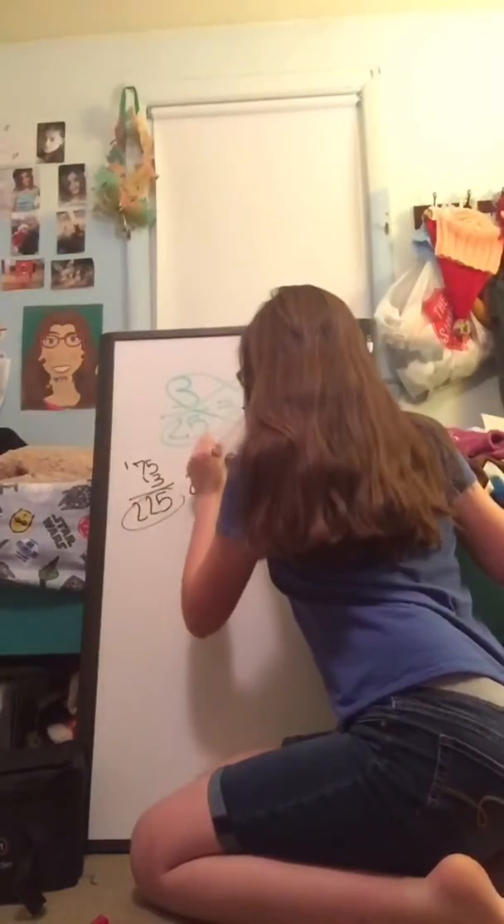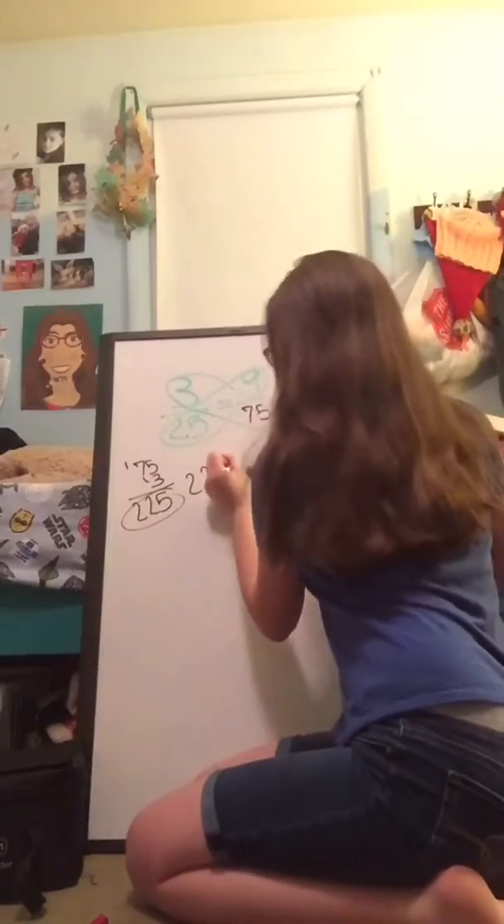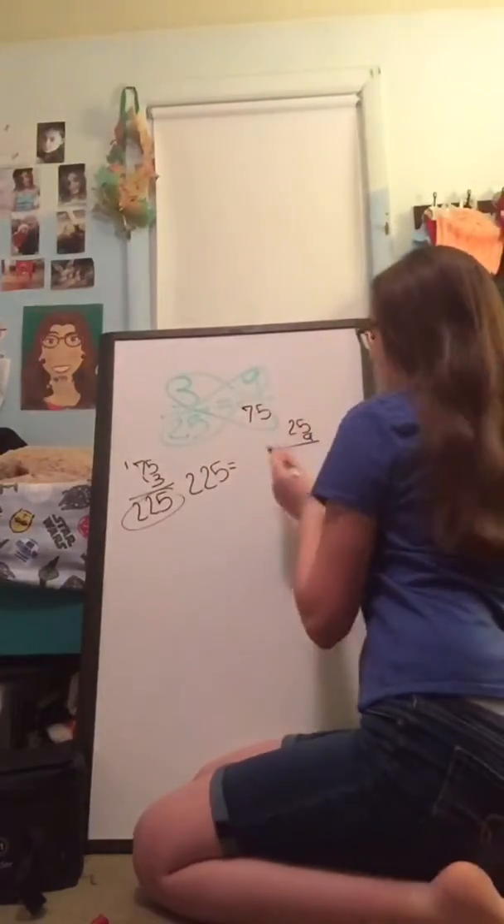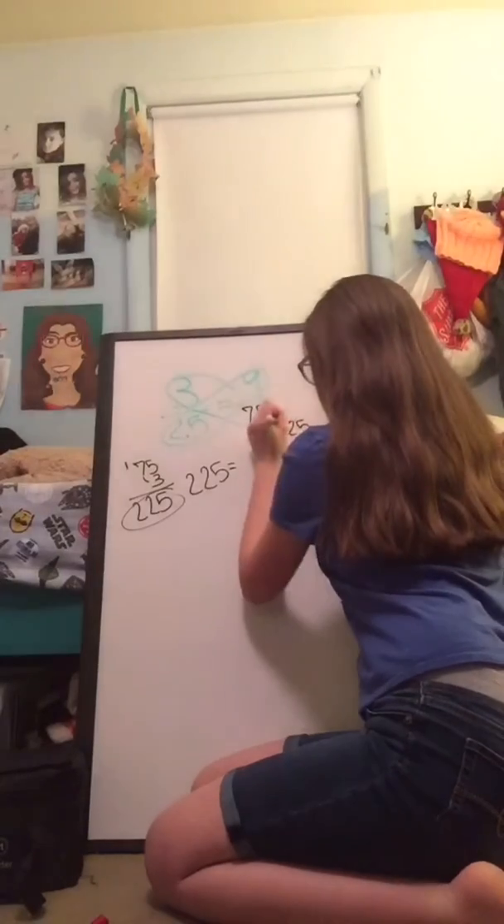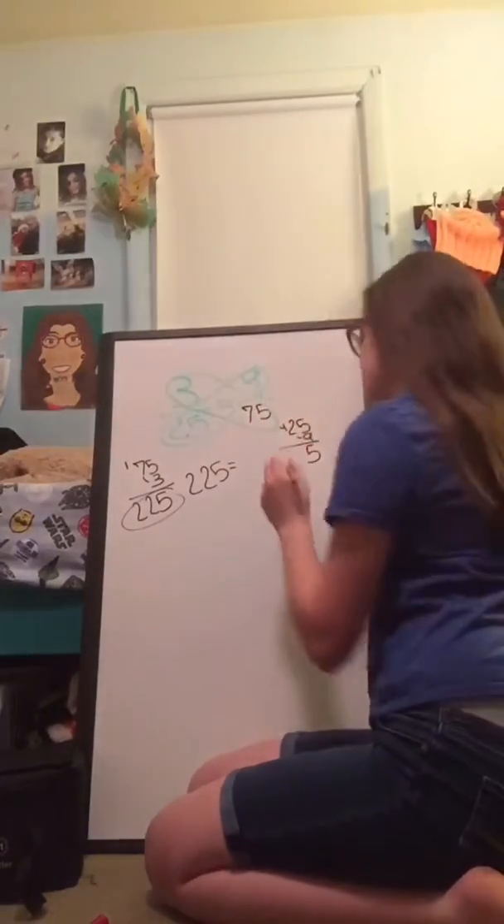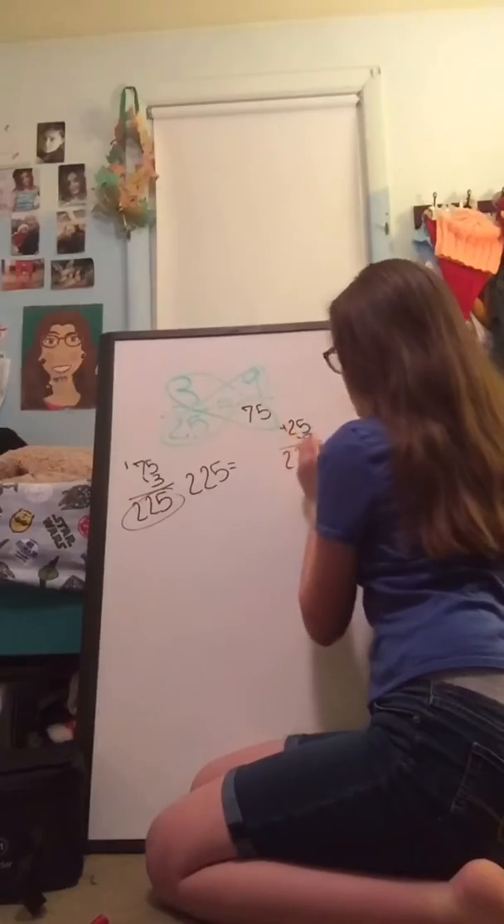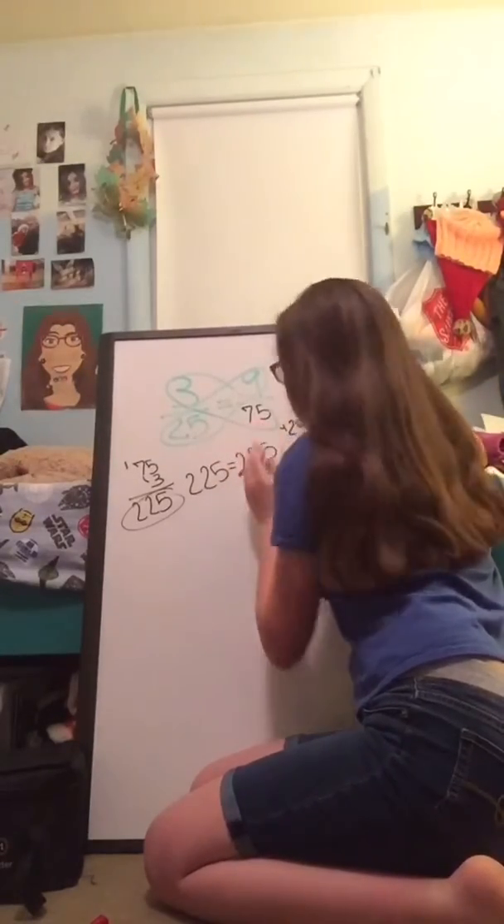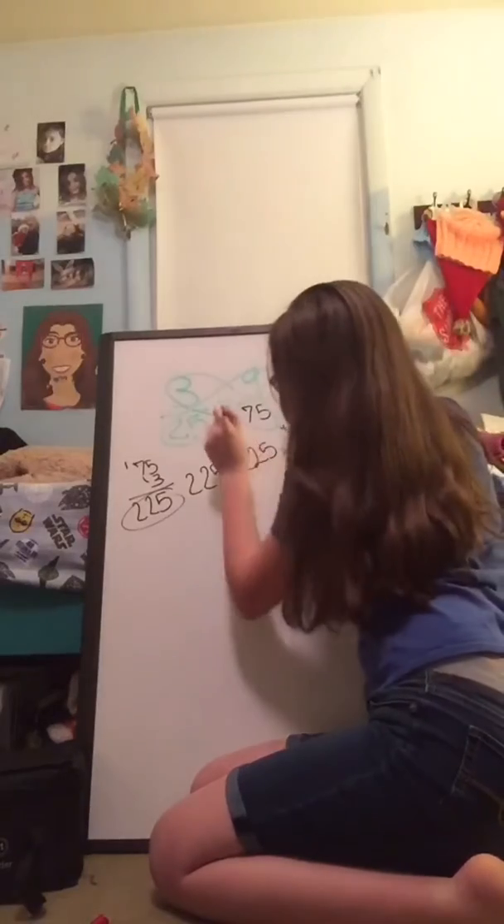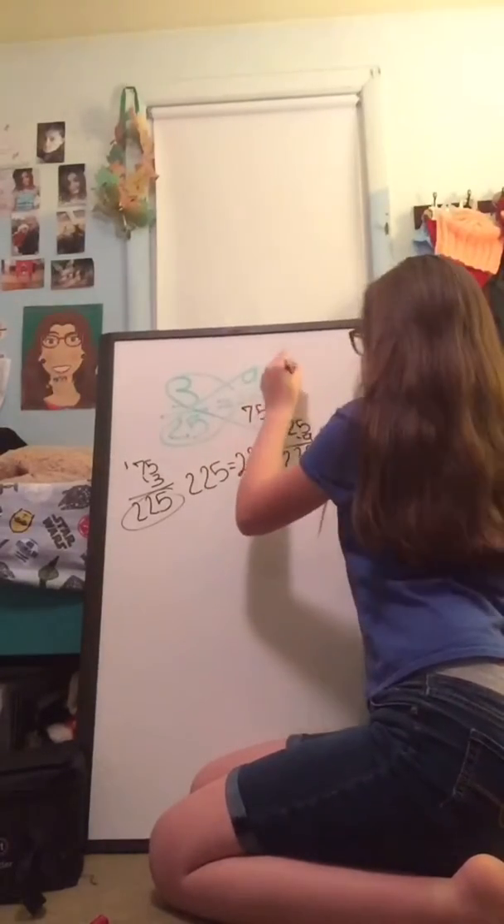So 225 equals, and 25 times 9, well, 5 times 9 is 45, carry the 4, 2 times 9 is 18, plus 4 is 22, so this is also 225. And 225 does equal 225, so this proportion is equal.